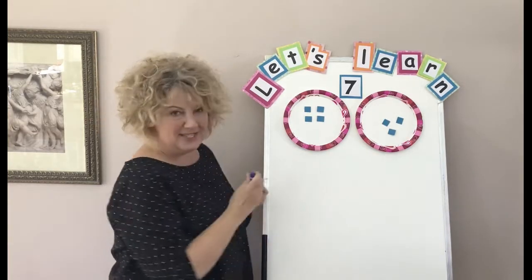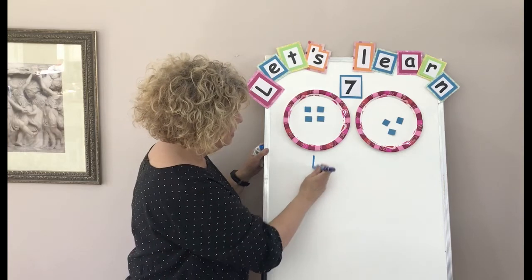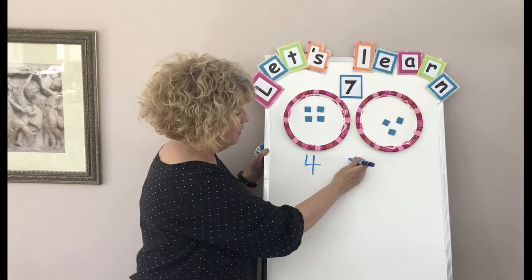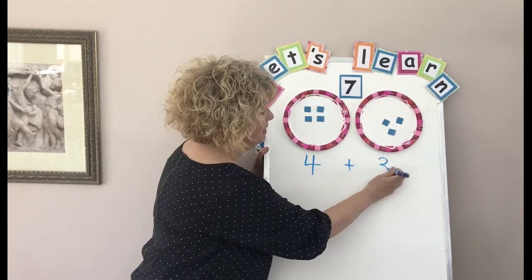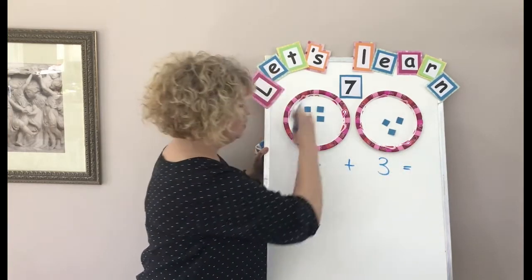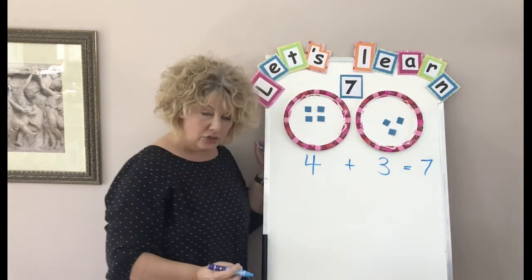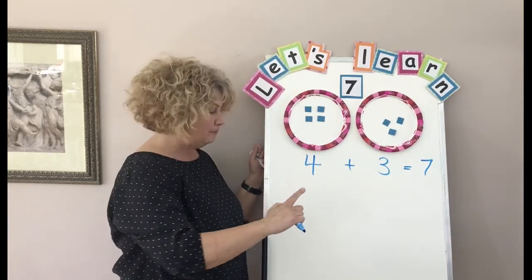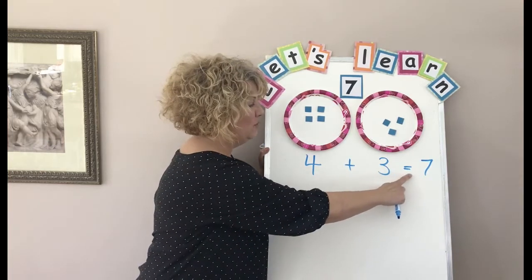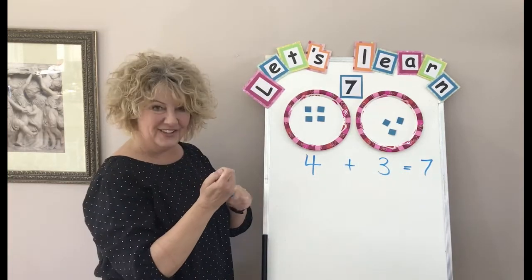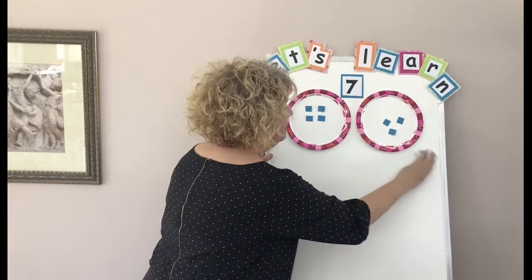Let's write a number sentence that goes with this picture. Okay, so we have 4 squares here. 4 plus, how many on this side? 3 more squares on this side. And that equals how many squares altogether? There are 7 squares all together. Could you help me read this number sentence, please? 4 plus 3 equals 7. You got it. Okay. Let's erase that and do one more together.